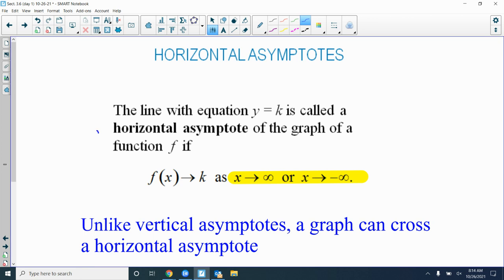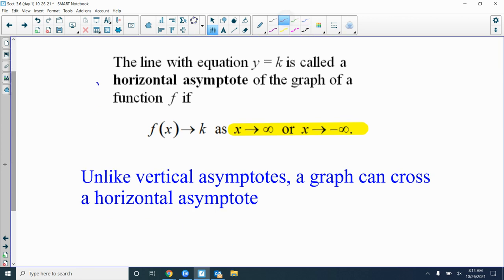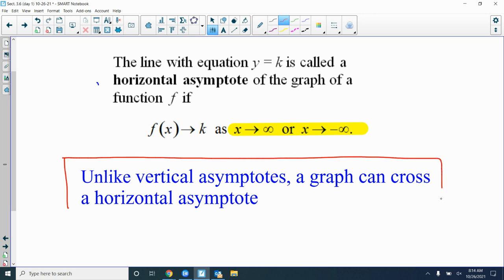Now, this is huge right here. A graph will never touch or cross a vertical asymptote. A graph can cross a horizontal asymptote. It is not undefined there. It is just saying as we plug in big numbers, our answer is getting close to, in that case, 2. It's getting close to a constant. When I'm plugging in numbers close to 0, anything can happen. All right, so that's going to be real important. Unlike vertical asymptotes, a graph can cross a horizontal asymptote. That's going to be your biggest thing.